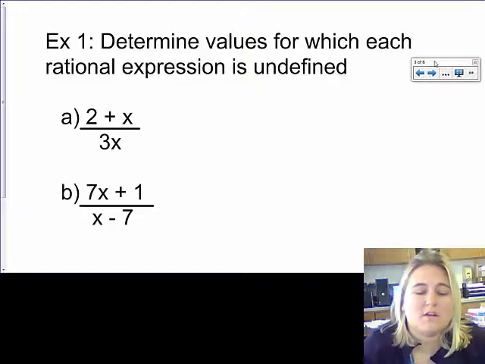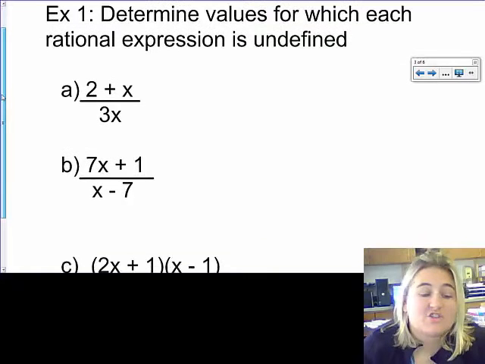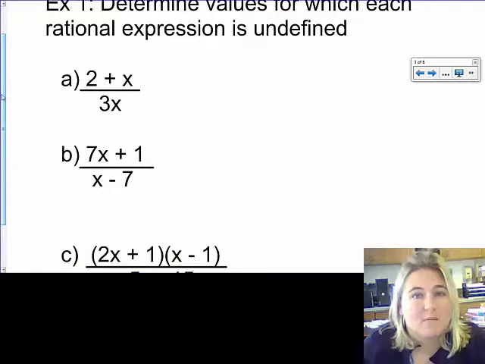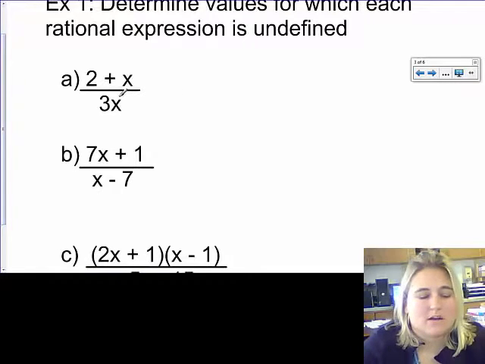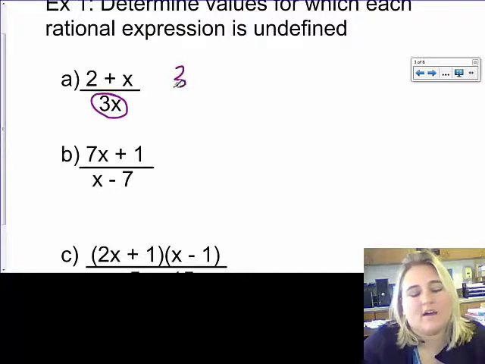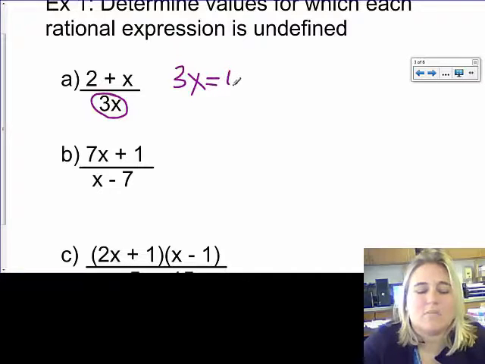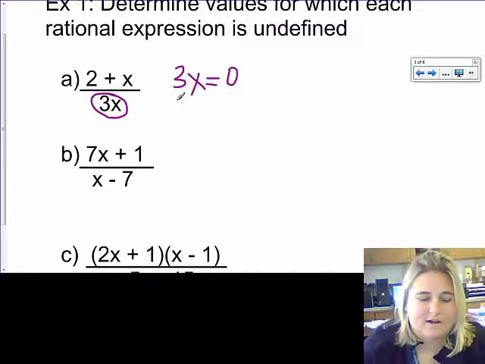It says determine values for which each rational expression is undefined. So, a rational expression will be undefined where the denominator is equal to 0. The denominator is always what's on the bottom of that fraction. So, I have that 3x is equal to 0. But I can simplify this further. And to do that, we would divide by 3 on both sides.